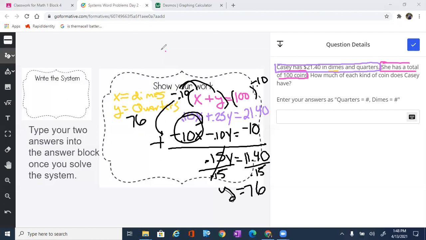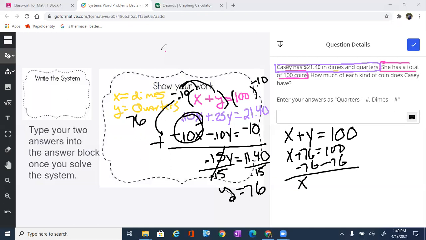Now we have to find the dimes. So I'm going to go back to the easy equation. In my opinion, I always go back to the easy equation if I can, which is x plus y equals 100. And I'm going to substitute the y in. So I'm going to say x plus 76 equals 100. I'm going to subtract that 76 off. And that tells us that x equals 100 minus 76. You can use Desmos if you want, but 100 minus 76 is 24. So that means we have 76 quarters and 24 dimes all together.